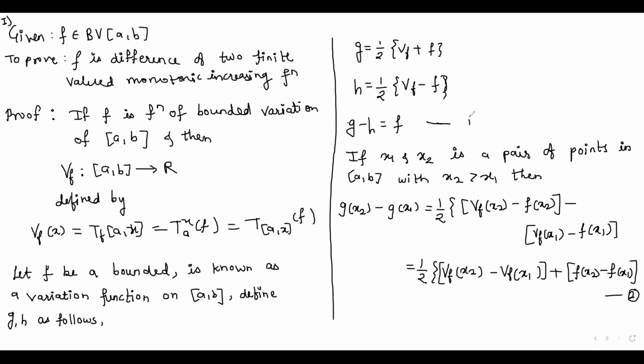This will be number 1. Now similarly, h of x2 minus h of x1 can be written as 1 by 2, in bracket, h of x1 is variation of f over x2 minus f of x2, minus h of x1 is variation of f over x1 minus h of f of x1.